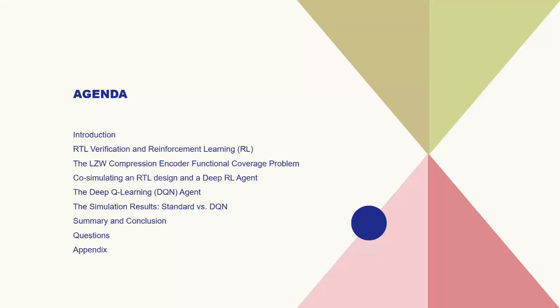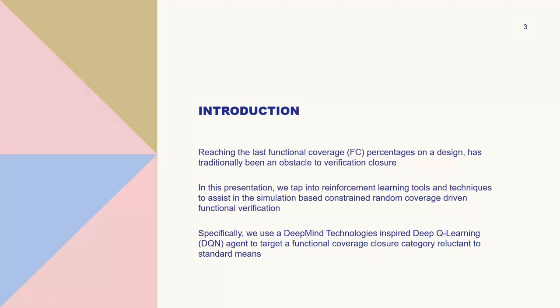Now, the work is mostly inspired from the work of DeepMind, where they try to define an agent to play Atari games at a high level. So if we look at closing functional coverage as a game, hopefully we can get somewhere. And that's what I'm trying to show today.